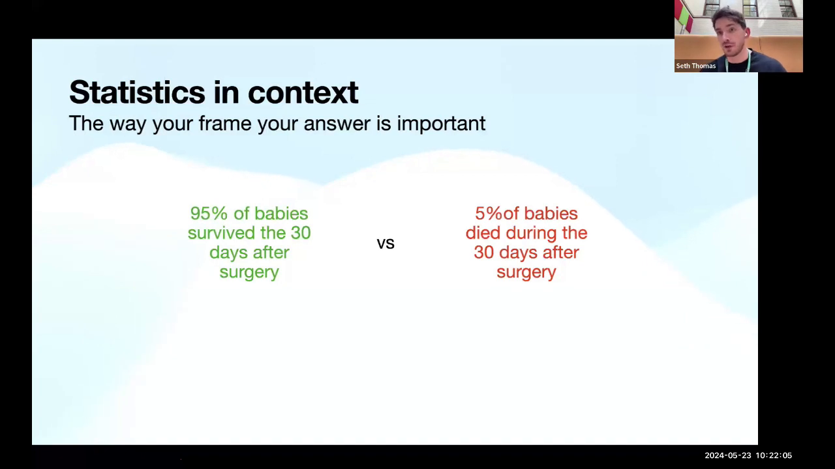The way that you frame your answer is also really important, particularly when it comes to decision making. It's much easier, or it sounds much better, to say that 95% survived for the 30 days after the surgery. However, if you used the negative aspect of that, what you're saying is immediately more inflammatory. It may make people more angry. It may make people appalled or disappointed.